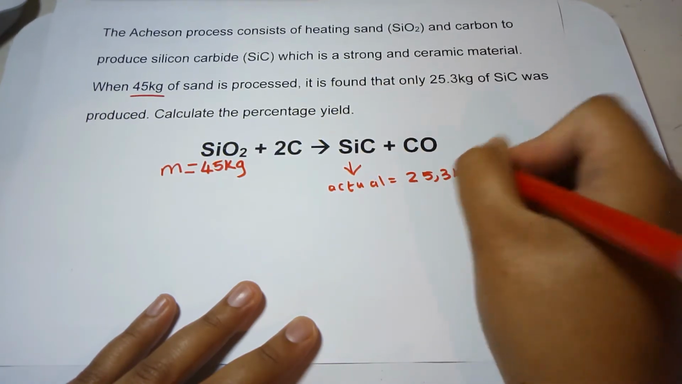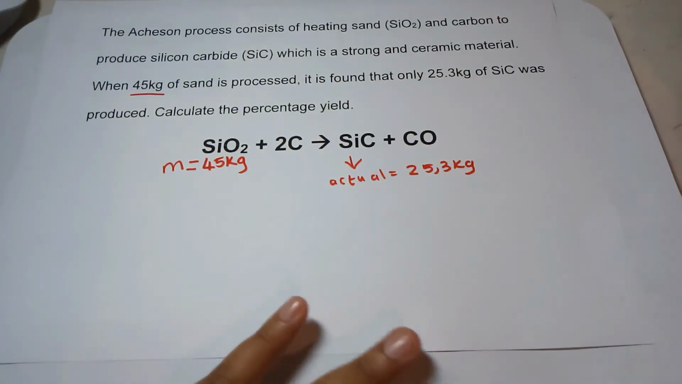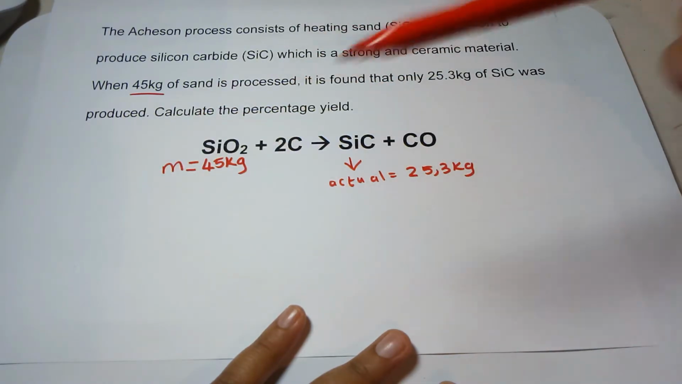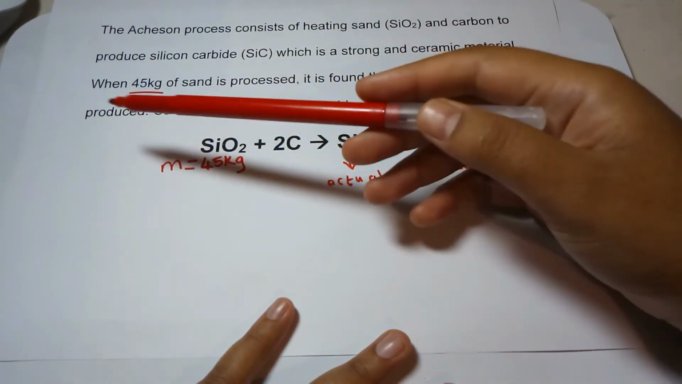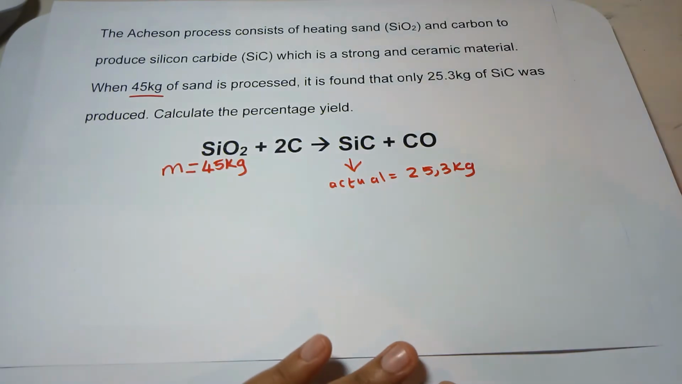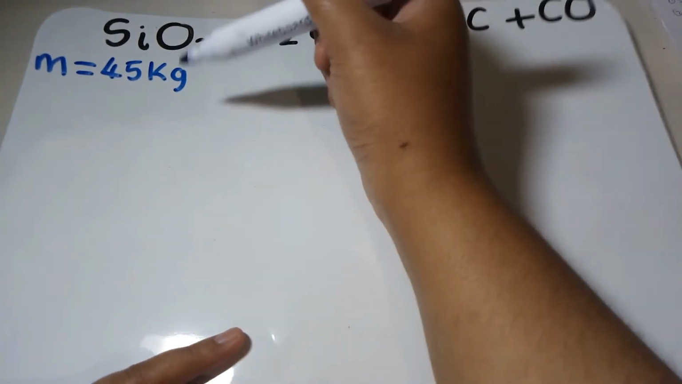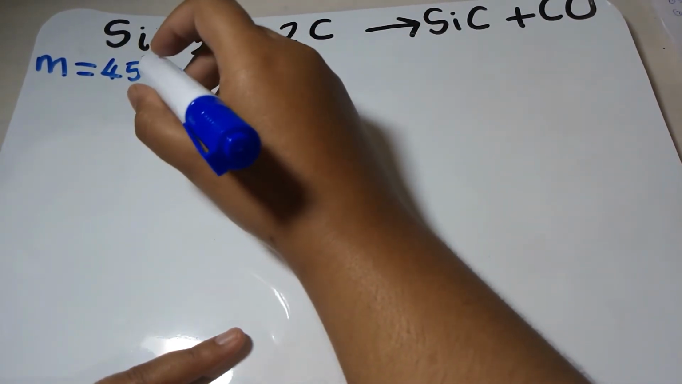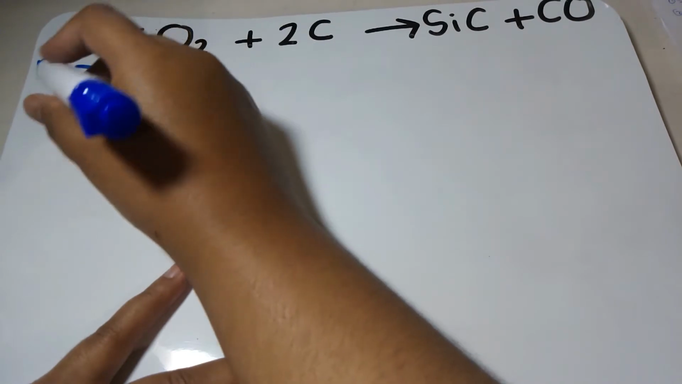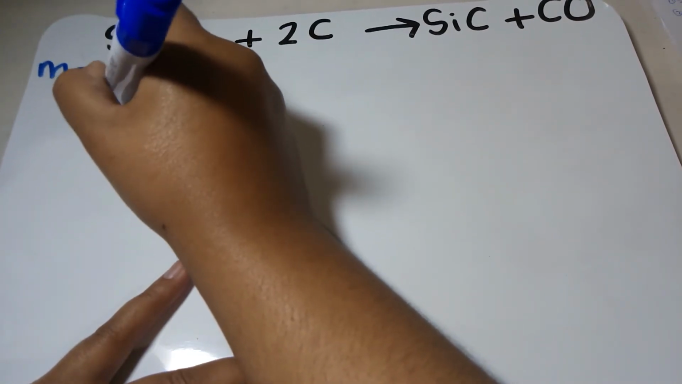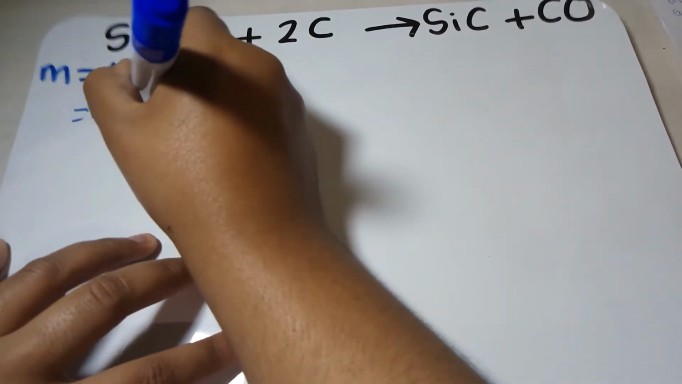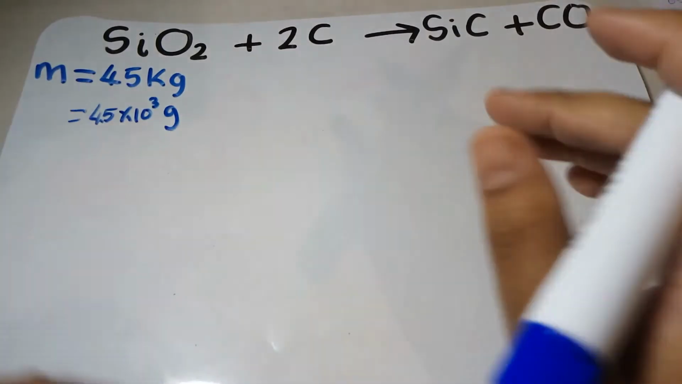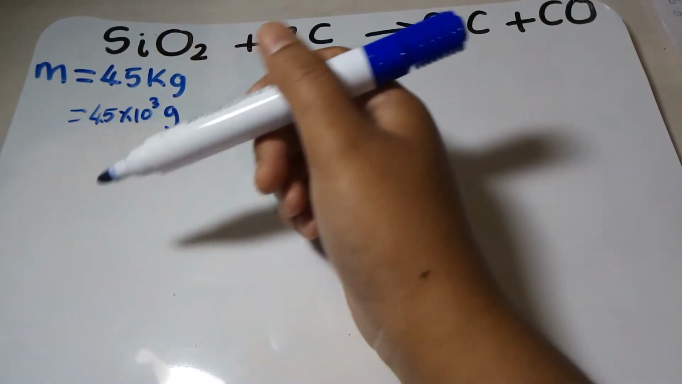25.3 kilograms. Now we're going to have to do some conversions here, because in chemistry the unit that we work with and the unit that is consistent with the formulas is grams. A short way that you can convert this into the SI unit is by thinking of how the prefix kilo stands for 1,000. So this mass is simply 45 times 10 to the power of 3 grams.